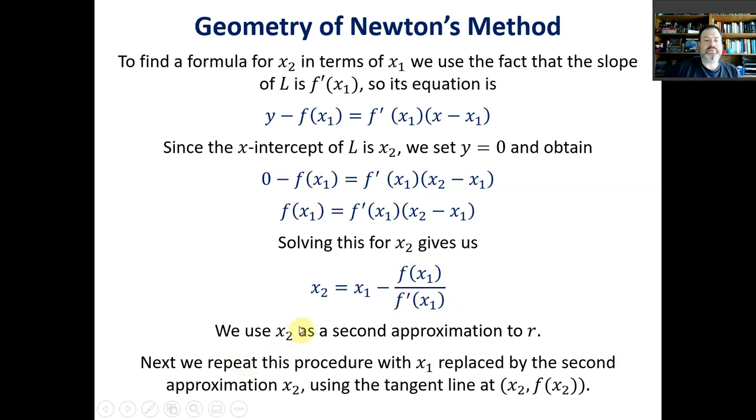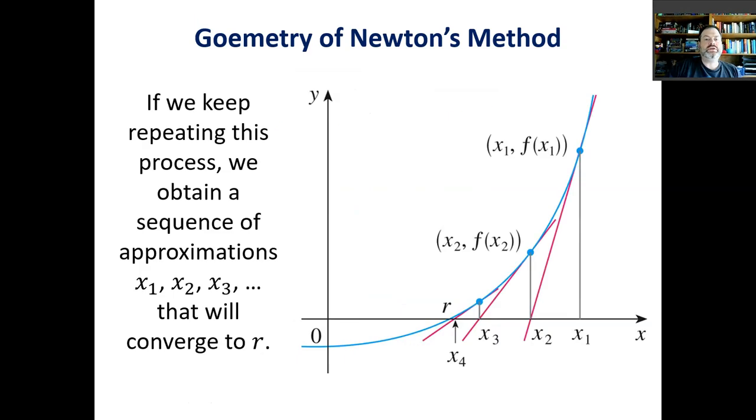So this is our second approximation, and we just keep doing this over and over again. And then we'd use the next tangent line. So if we keep repeating this process, we obtain a sequence of approximations that will eventually converge to r. As long as your first guess is good, this process works fine.